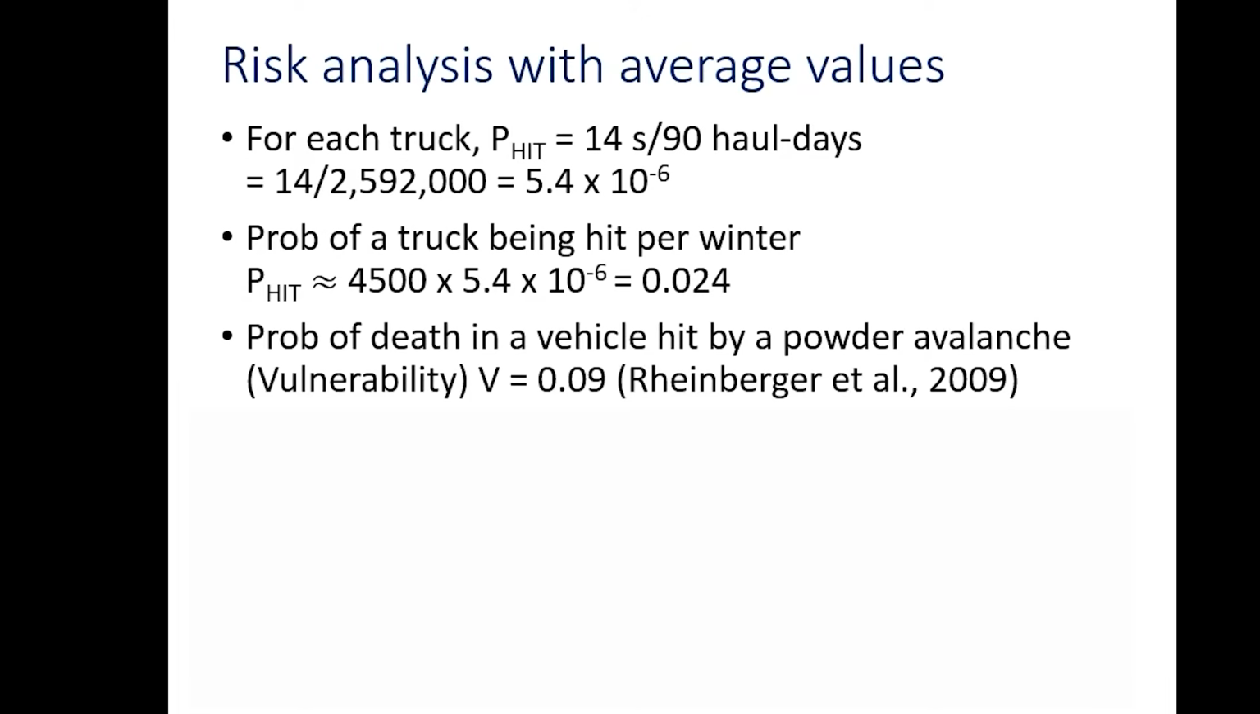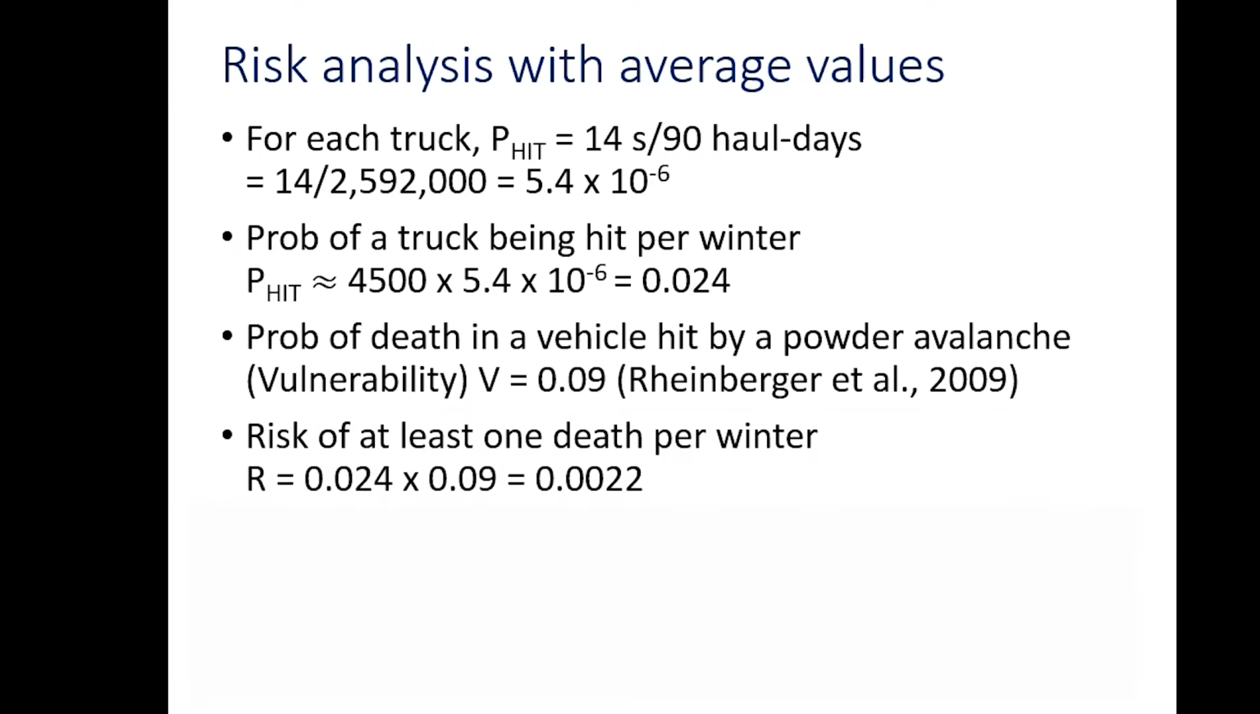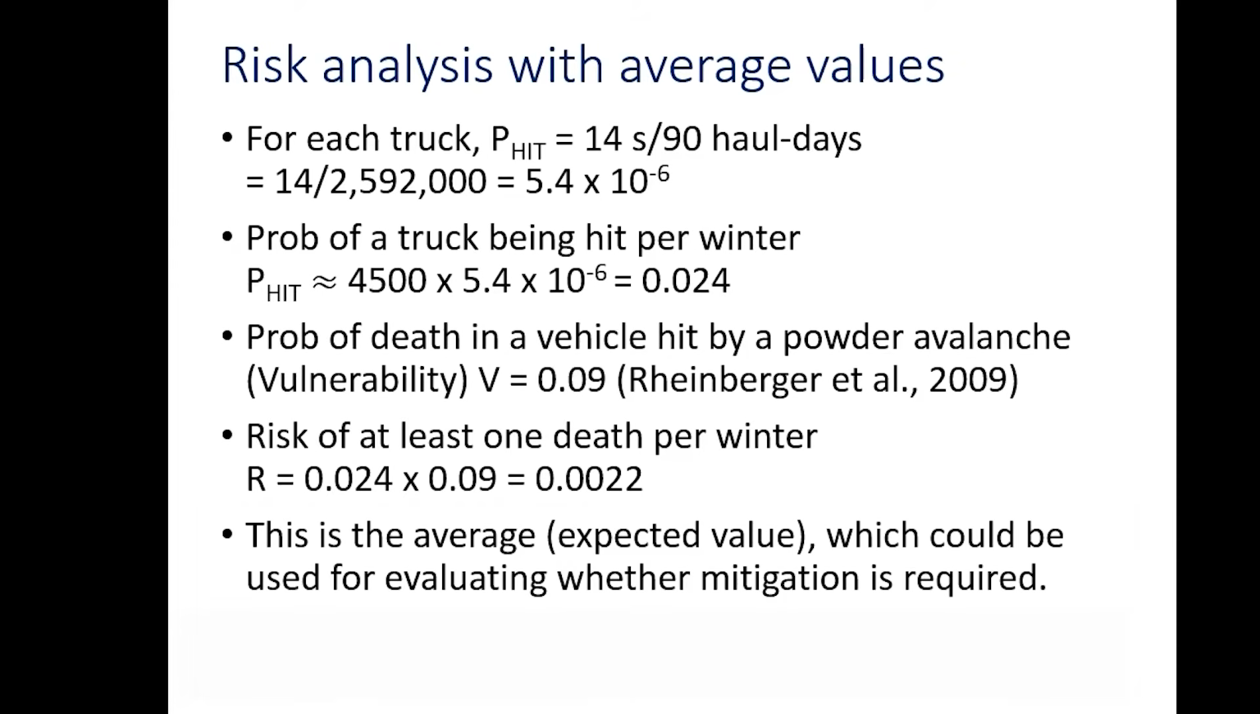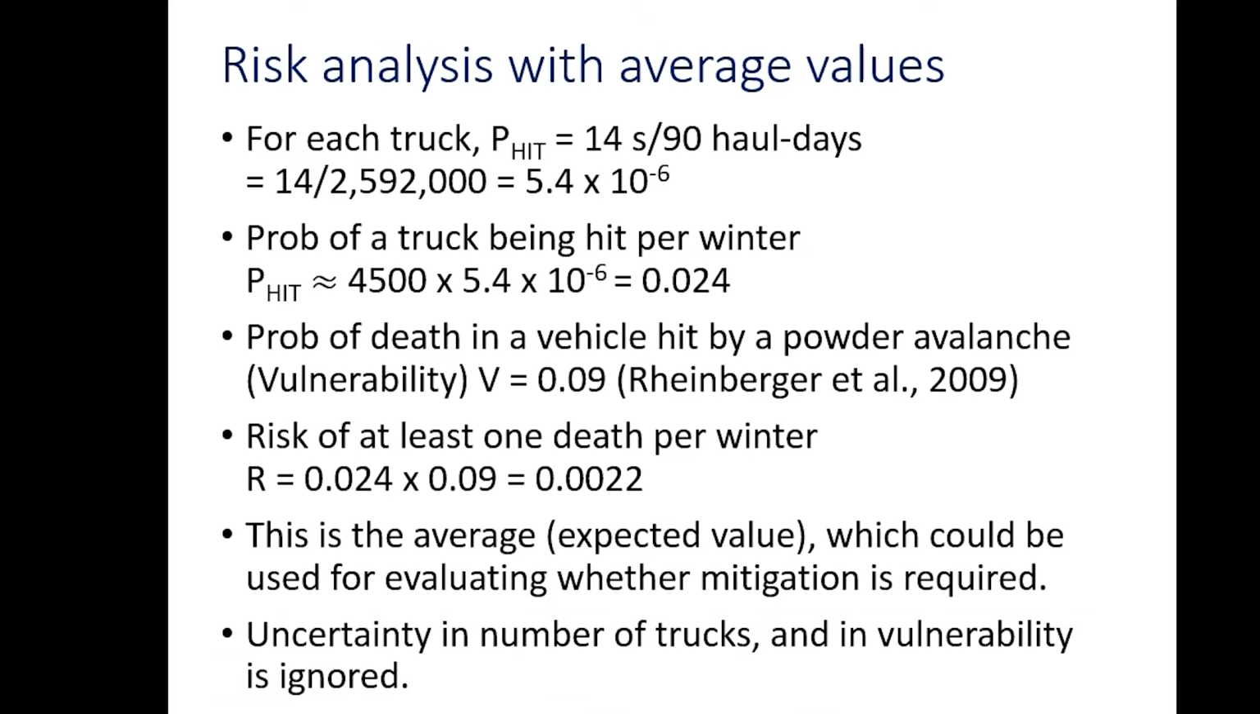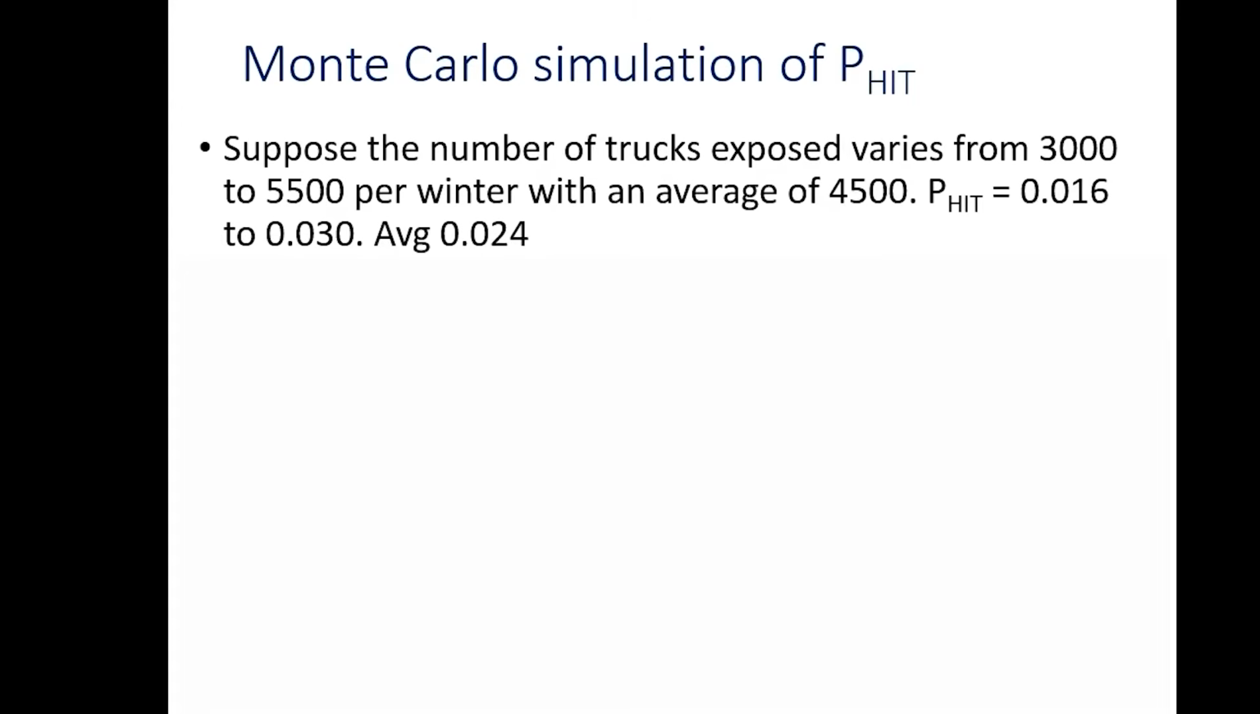The probability of death in a vehicle hit by a powder avalanche in Reinberger's classic 2009 paper is 0.09. So the risk of at least one death per winter is 0.024 times 0.09, which is 0.0022. This is the average or expected value of risk, which could be used for evaluating whether mitigation is necessary. However, to do so ignores the uncertainty in the number of trucks and in the vulnerability. So let's try and allow for some uncertainty in our input variables.